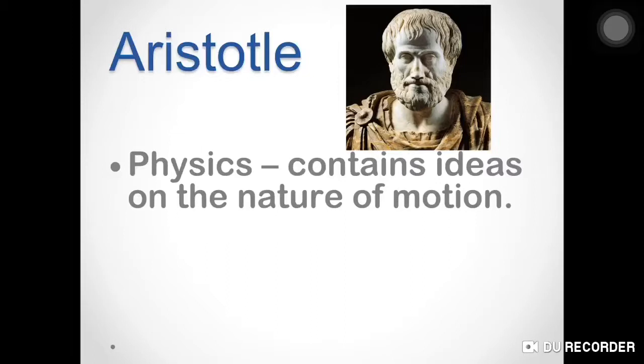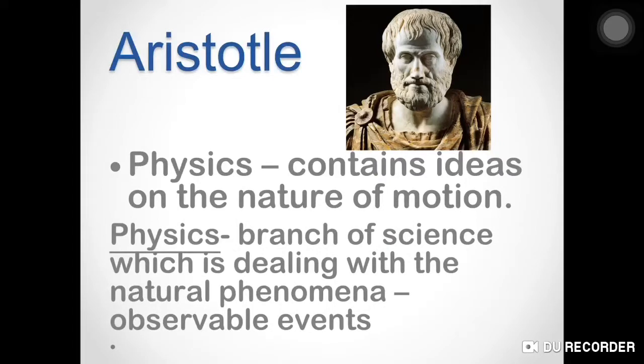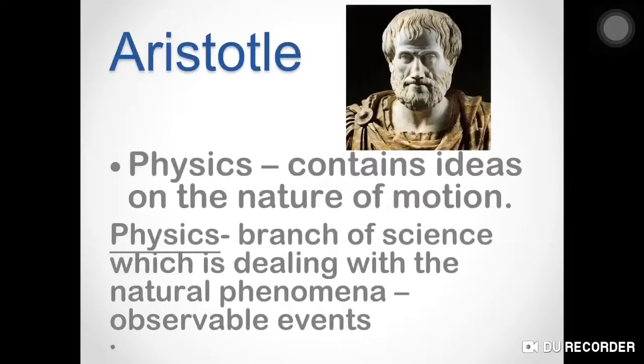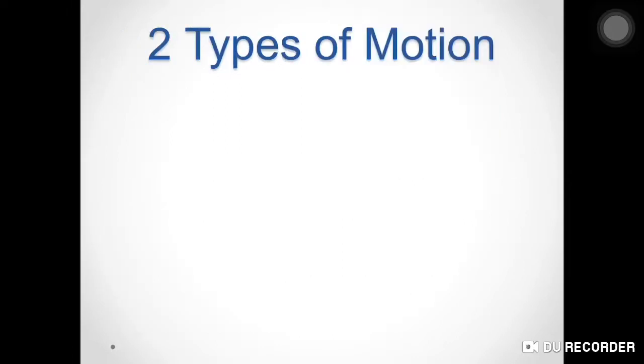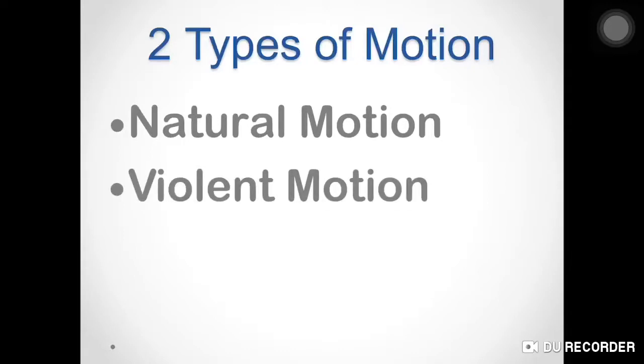So physics is one branch of science. This is a branch of science which deals with natural phenomena. So what are these natural phenomena? They are the observable events. Okay, so since we are talking about motion earlier, let's deepen our knowledge about motion. So there are 2 types of motion. One is the natural motion and the second is the violent motion.